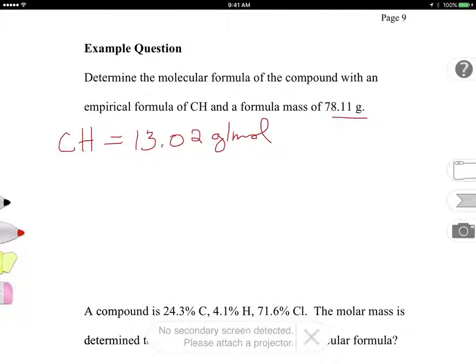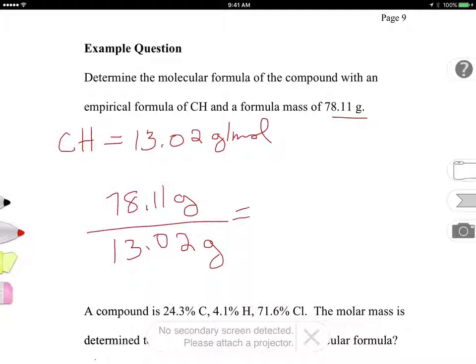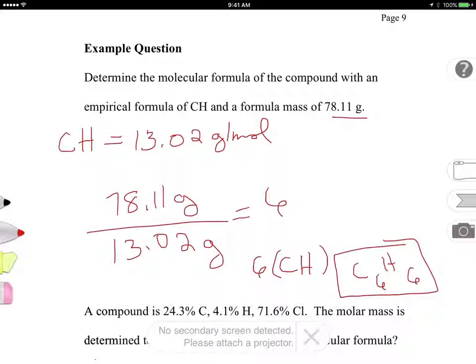Then we're going to take the formula mass that is given to us, the 78.11 grams, and I'm going to divide it by my empirical formula mass, the 13.02 grams. You want to get a nice whole number for that. That whole number is going to be 6. So here's what you do. Take your empirical formula, the CH, and multiply all of those elements by 6. So we're going to get C6H6, and that is your molecular formula.